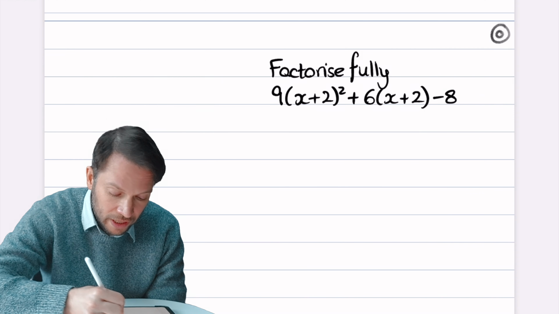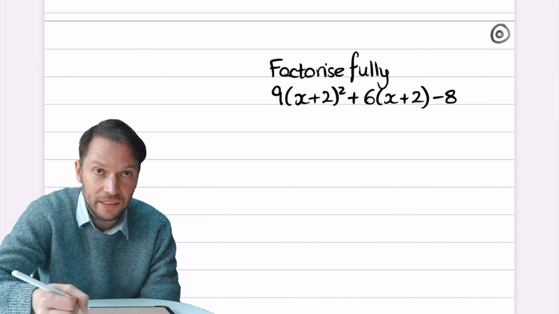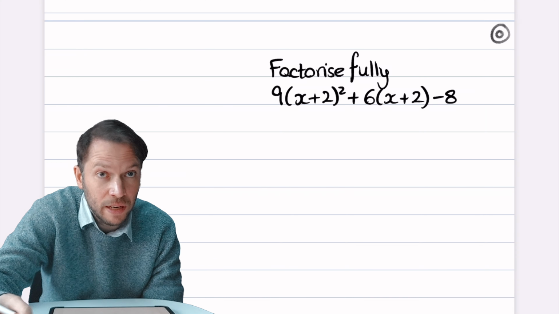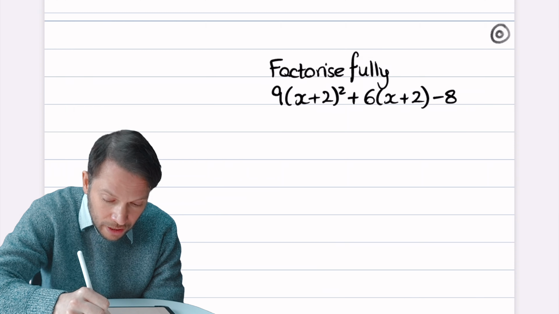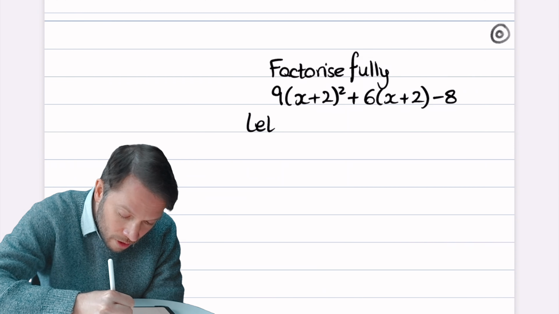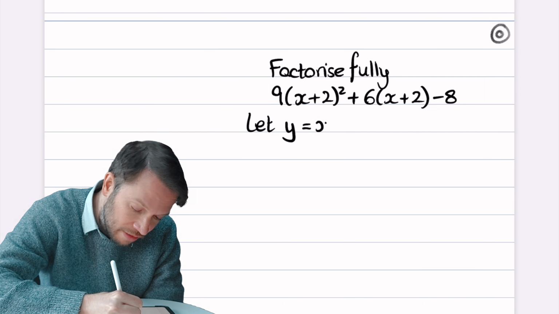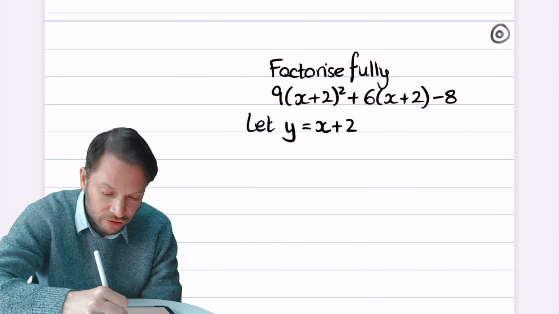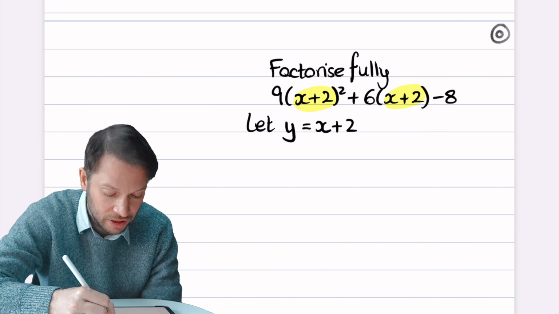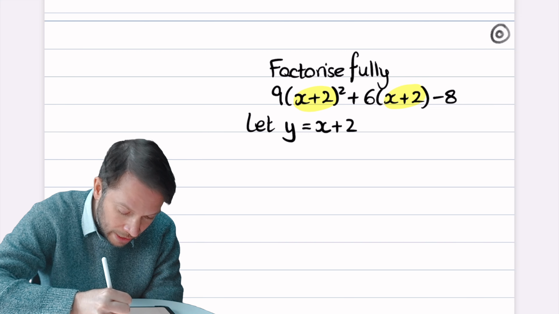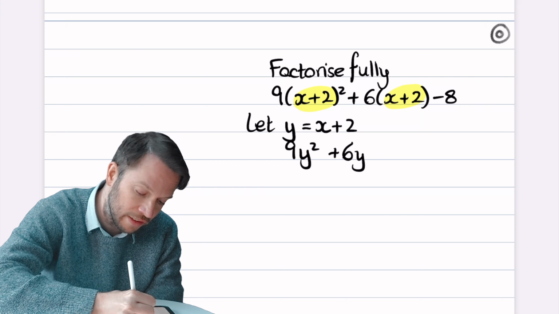So what we could do is, because we have this x plus 2 common here and here, if we just replaced the x plus 2 with another variable, like say y, it simplifies the expression to make it easier to factorise. So let's say we're going to let another variable, let's say y, just because y is after x, be equal to x plus 2. Then we can just replace this x plus 2 here and this x plus 2 here with y. We can substitute it for y. So if we do that, we now got 9y squared plus 6y minus 8.